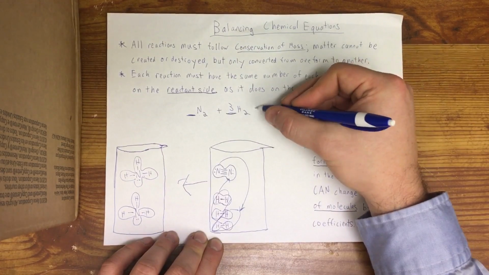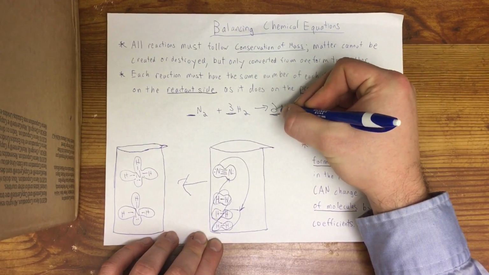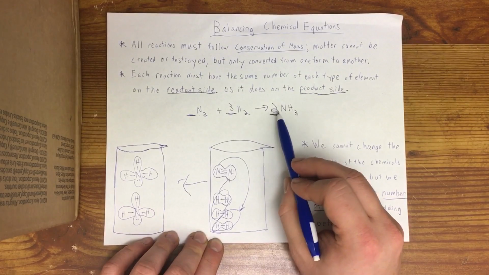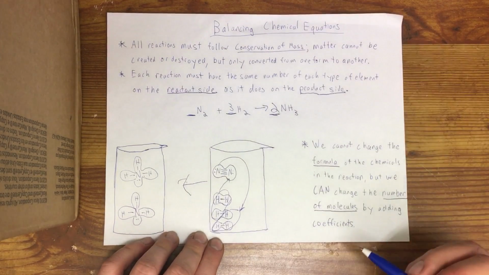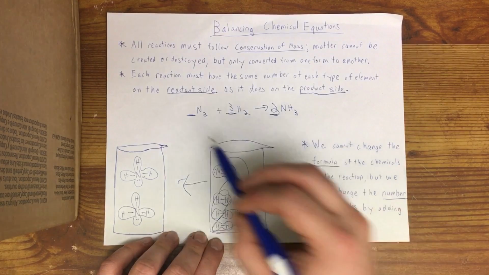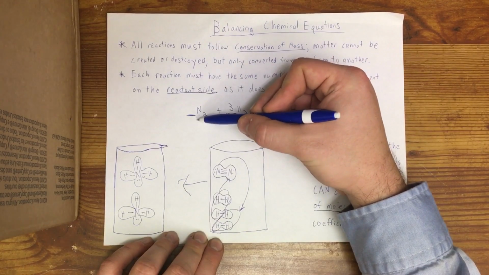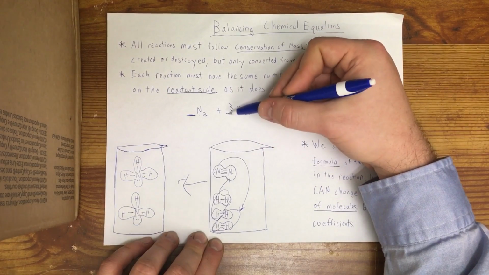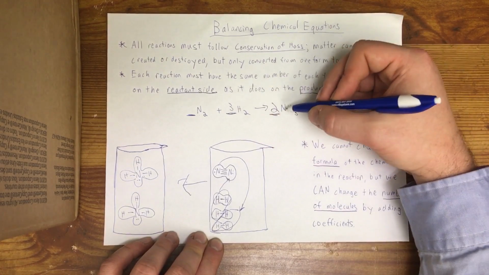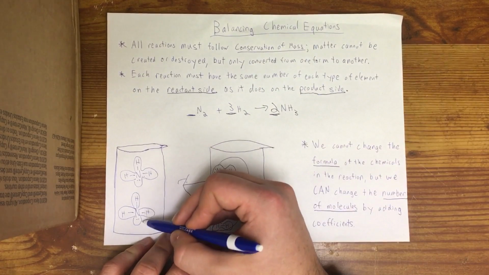So if we're making 2 NH3 molecules, we need to say that here. We end up making 2 ammonia molecules. This is a balanced chemical equation now. And it says that one nitrogen gas molecule reacts with 3 hydrogen gas molecules to create 2 molecules of ammonia.